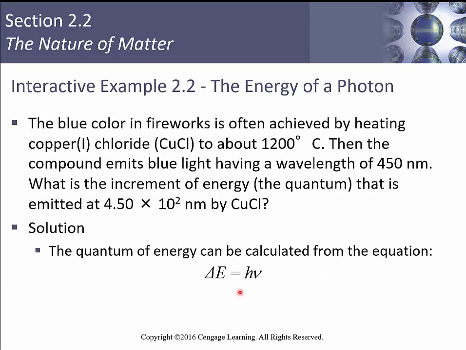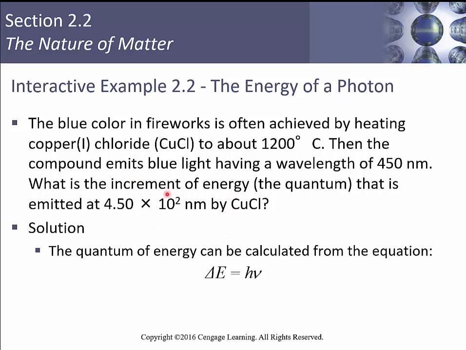Blue color in fireworks comes from copper(I) chloride heated to about 1200 degrees C, and the compound emits blue light having a wavelength of 450 nanometers. What is the increment of energy? How much energy is in that photon emitted at 4.5 times 10 to the 2 nanometers? The quantum of energy is going to be calculated from delta E is equal to h times nu, and we've got a wavelength here.